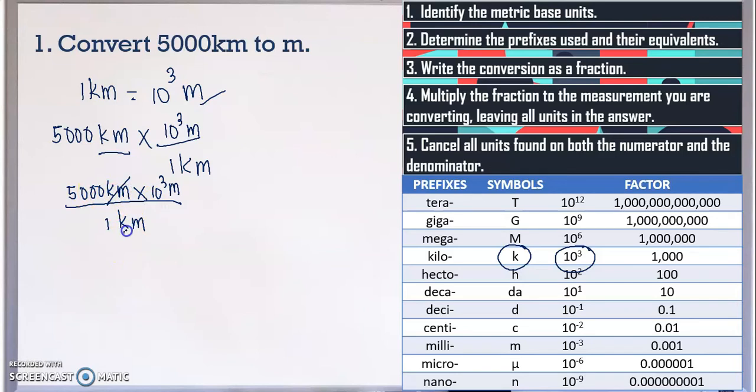In this case, it is kilometer. After doing that, we'll be left with 5,000 times 10 raised to 3 meters. But this is not the final answer. We still have to follow the rules of scientific notation.